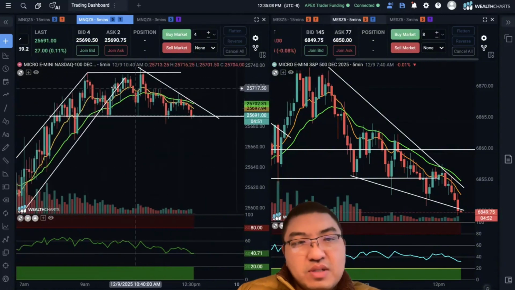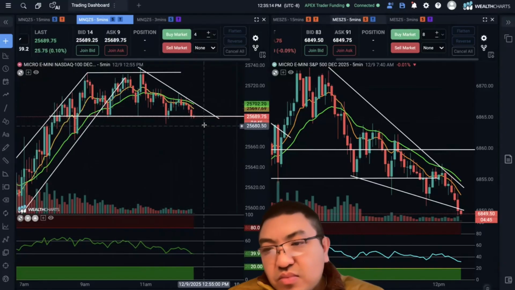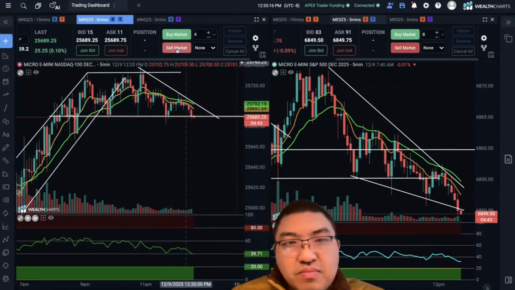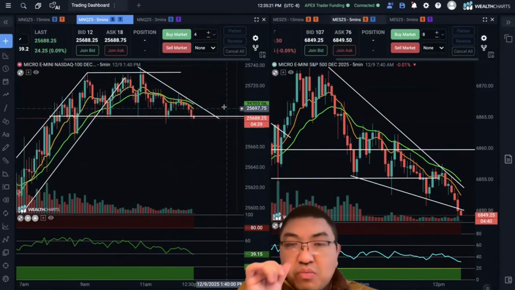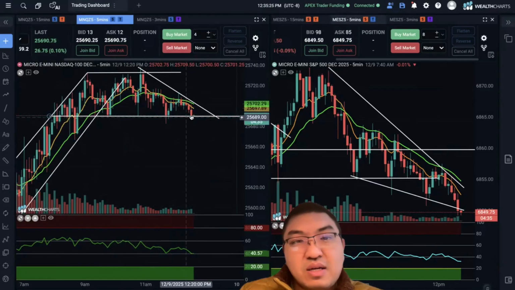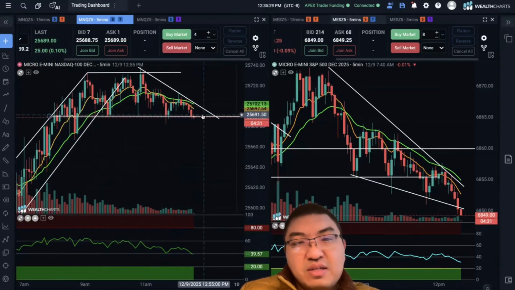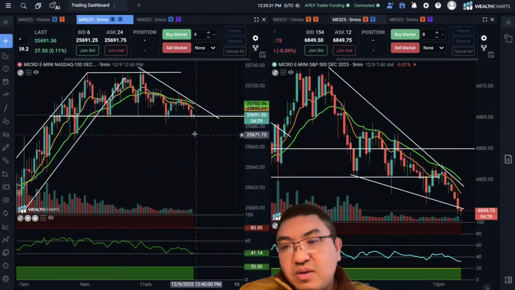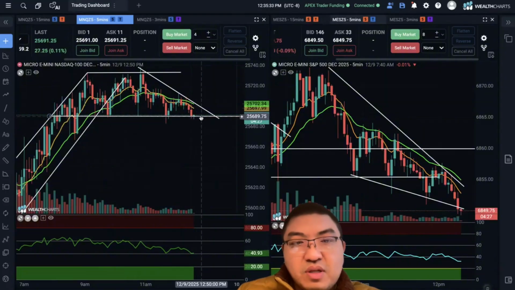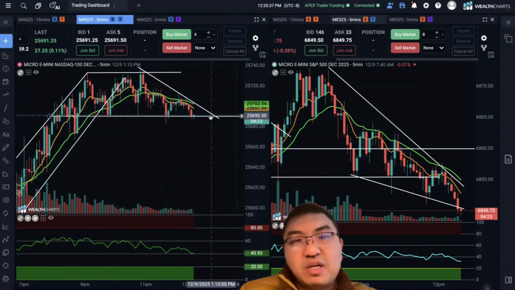Okay, the reverse cup and handle is forming. Do we go short here, or do we wait until we test to something? Keep in mind, this is a verified support level. So we'll see. See, it gets retested. This is a reverse cup, but what?